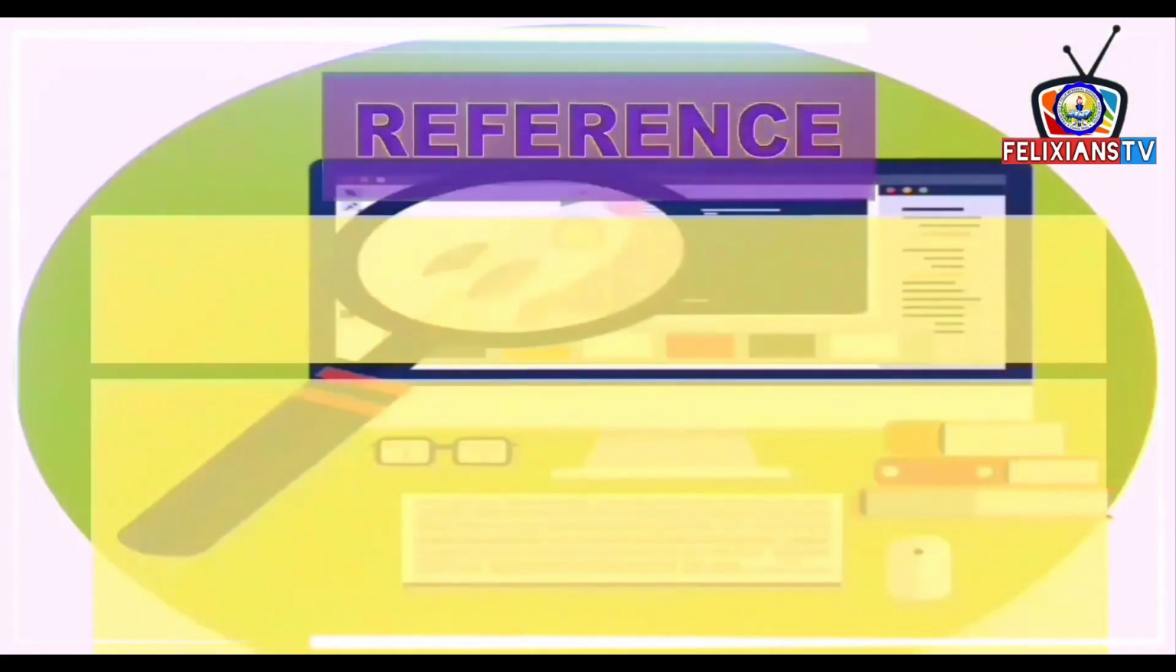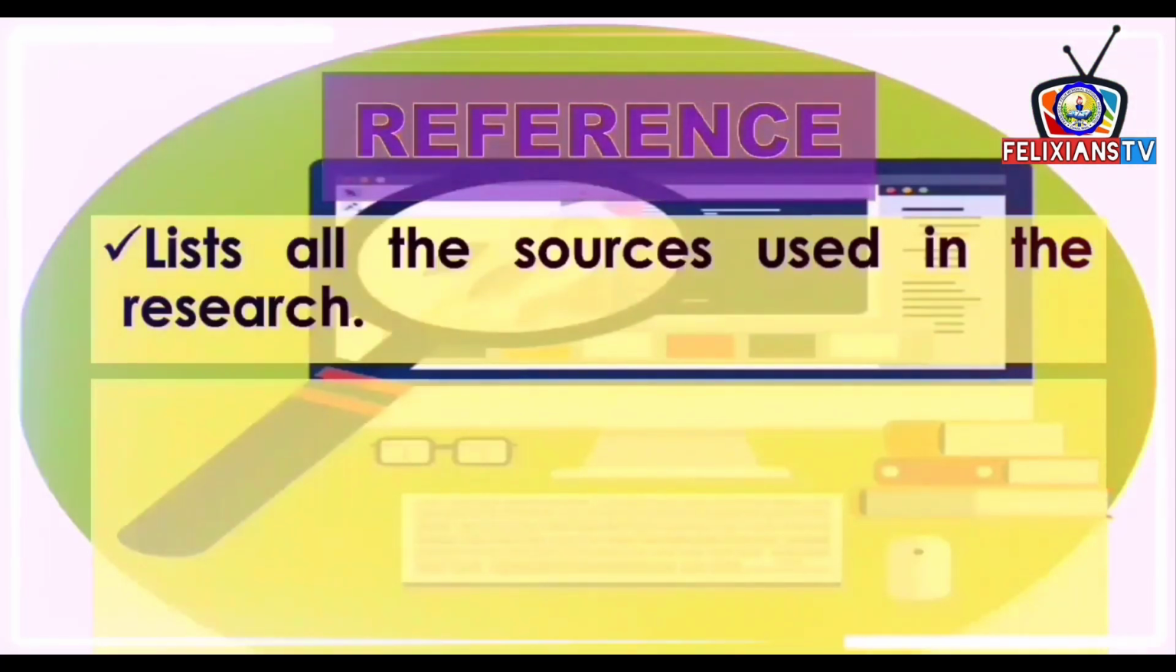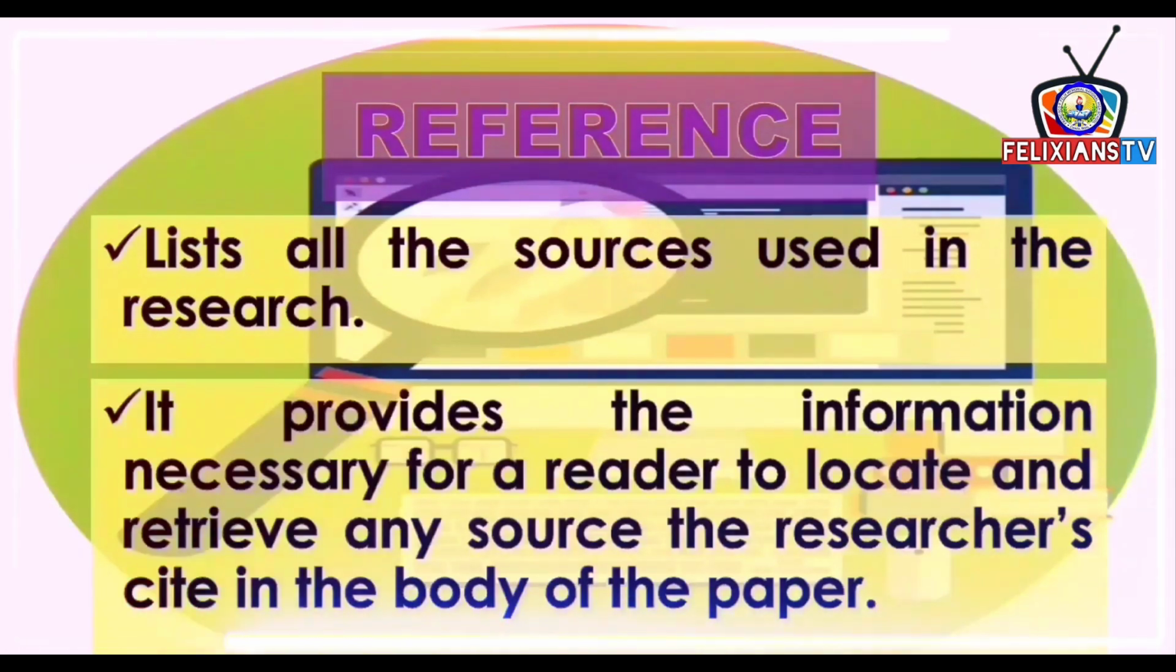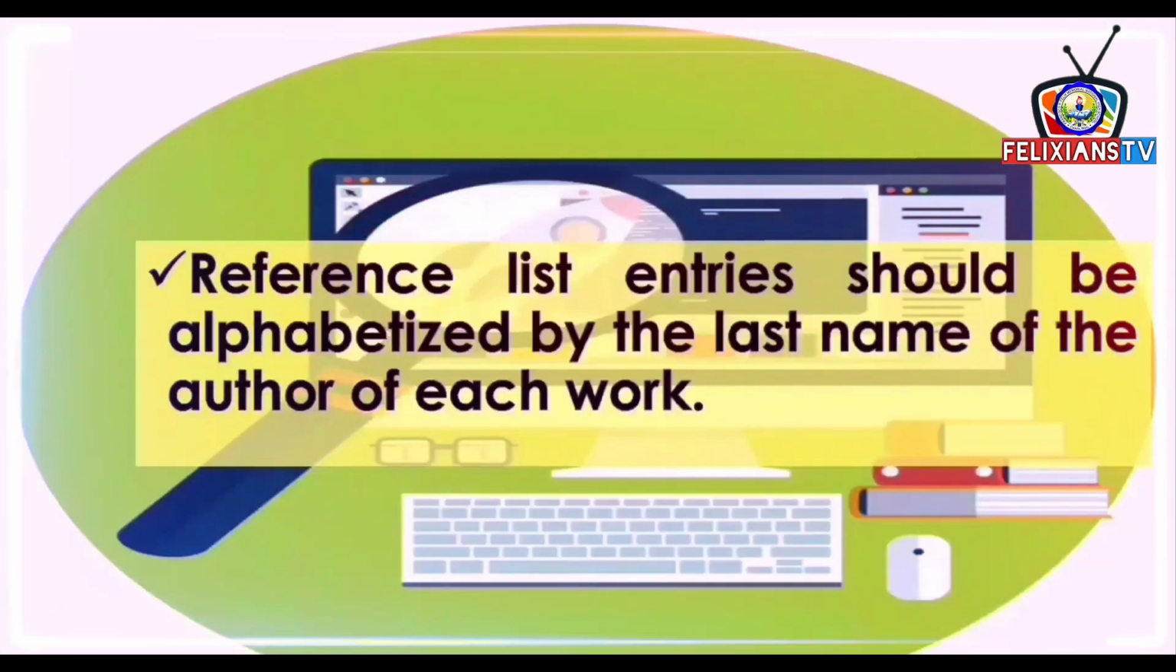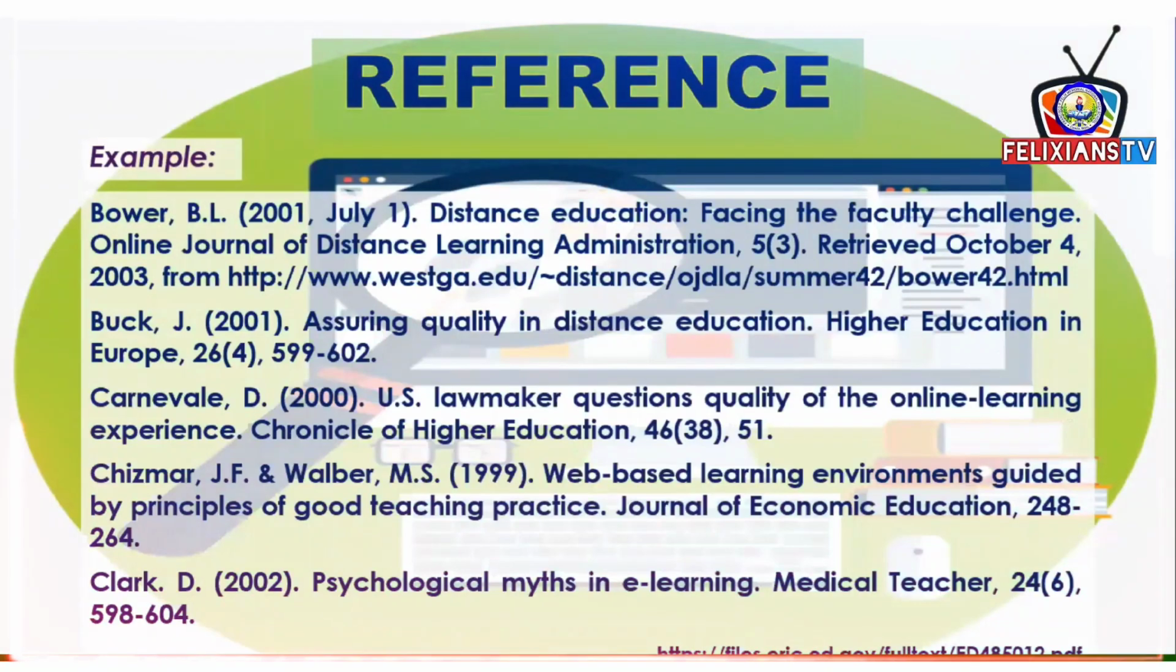Reference. Lists all the sources used in the research. It provides the information necessary for a reader to locate and retrieve any source the researchers cite in the body of the paper. Reference list entries should be alphabetized by the last name of the author of each work. Here's an example of reference.